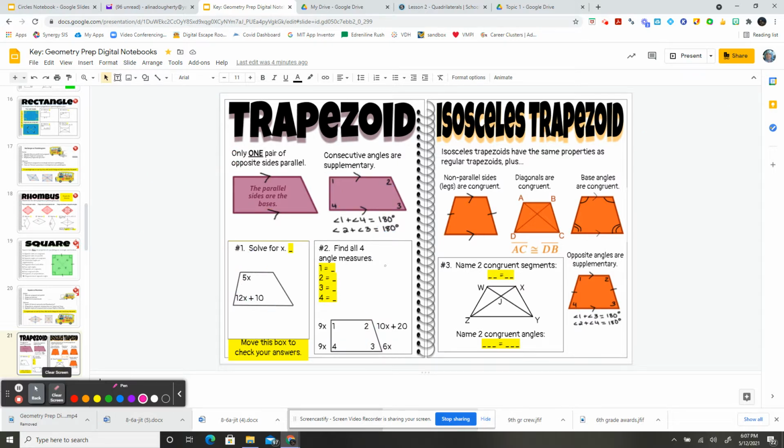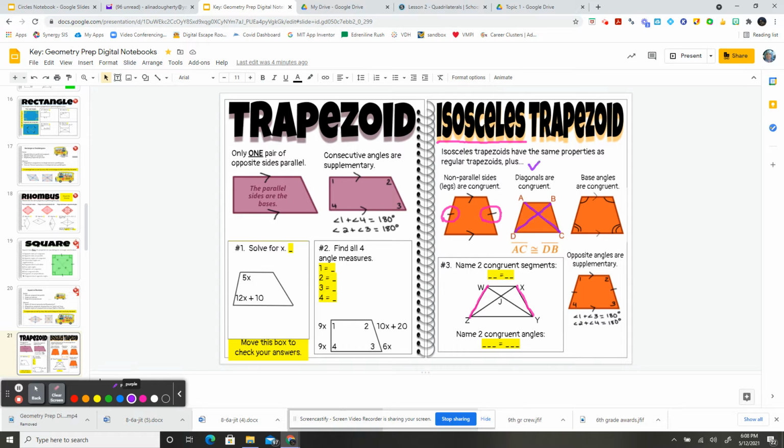If we come over here to isosceles trapezoids, like isosceles triangles, we've got two sides that are the same. So those non-parallel sides are called legs, and they are congruent. That means WZ is going to be equal to XY. The diagonals are also congruent. So BD is congruent to AC. That's what this one tells us.